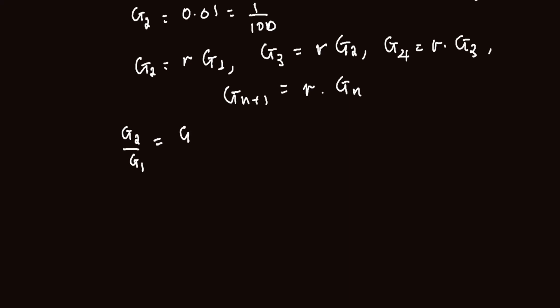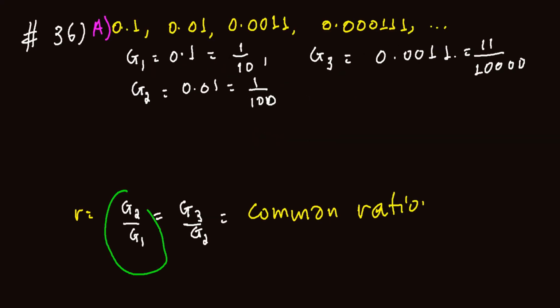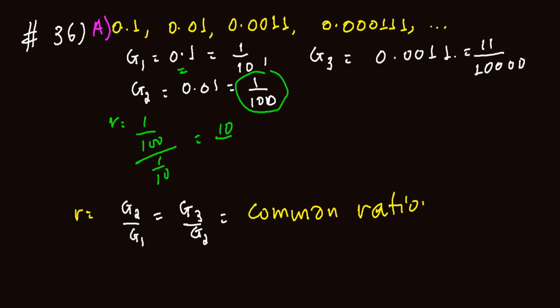We check our choices this way. g2 divided by g1 must be equal to g3 divided by g2; both sides must give the common ratio. So working out g2 divided by g1: g2 is 1 over 100, so r must be equal to 1 over 100 divided by g1, which is 0.1, that is 1 over 10. You will get 10 over 100, which is equal to 1 over 10, or 0.1.